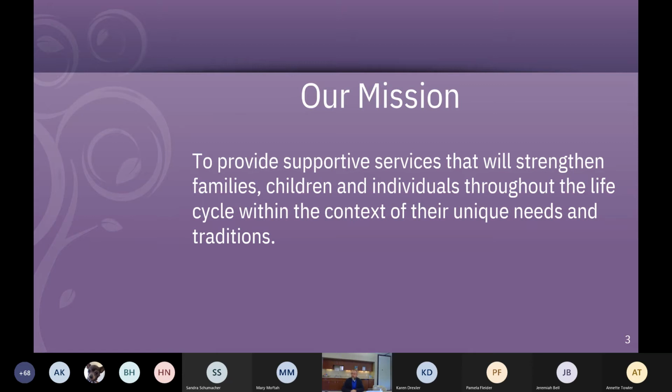Our mission ties into some of the MC3 values and always has. We want to provide supportive services that will strengthen families, children, and individuals throughout the life cycle within the context of their unique needs and traditions. MC3 values are incorporated into everything we do here at JFS. It's an underlying theme. A staff person might not be talking with a client or another staff member about being welcoming. We just are. It's a fabric of what we do.